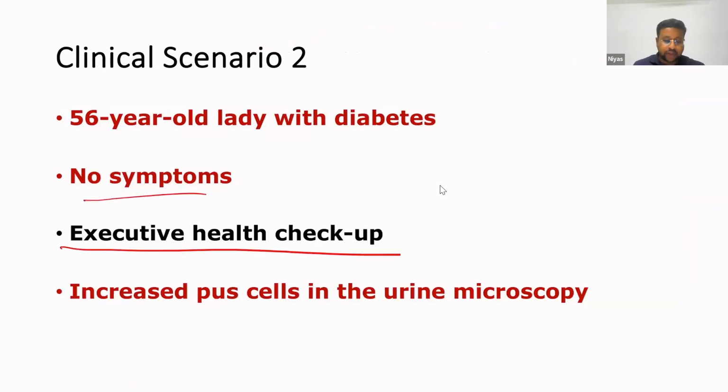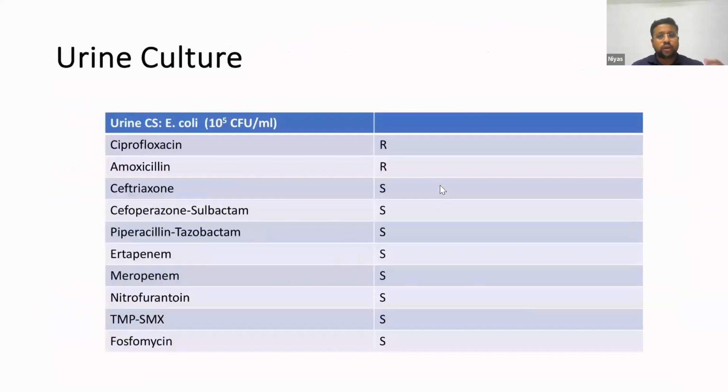Executive health checkup, there is increased cells in the urine microscopy. So a urine culture is done, and it grows E. coli at 10 raised to 5 CFU per ml. And it is sensitive to ceftriaxone, cefoperazone, and others. What will you do? So what is the clinical scenario?